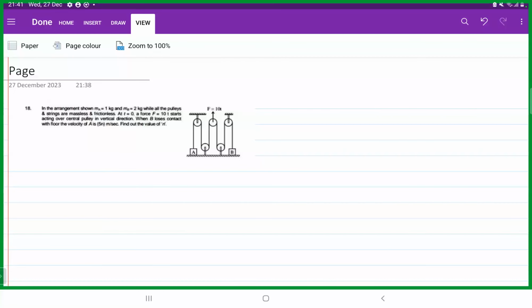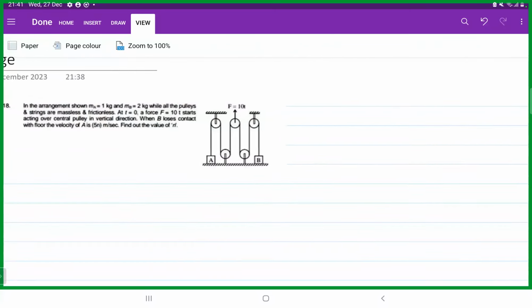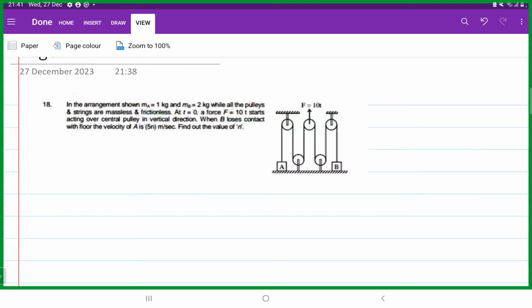Hello everyone. So we have a very good question from the chapter of Newton's law of motion. This question will help you revise more or less the basics. It involves drawing free body diagrams and writing all the equations. So let's start with this.